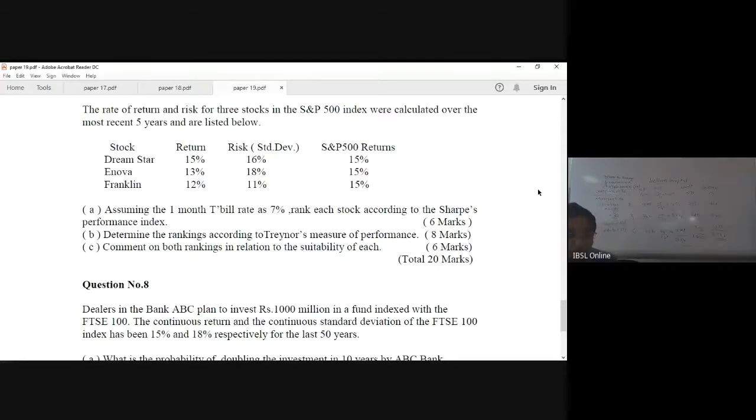Now, what is Sharpe index? Sharpe index is the risk premium divided by the risk. Risk premium divided by the risk. So first of all, you need to get that idea. You need to calculate the Sharpe index for Dreamstar. And you need to calculate the Sharpe index for Innova. You need to calculate Franklin's Sharpe index. So come to those points and just look at those things and see what those answers are.